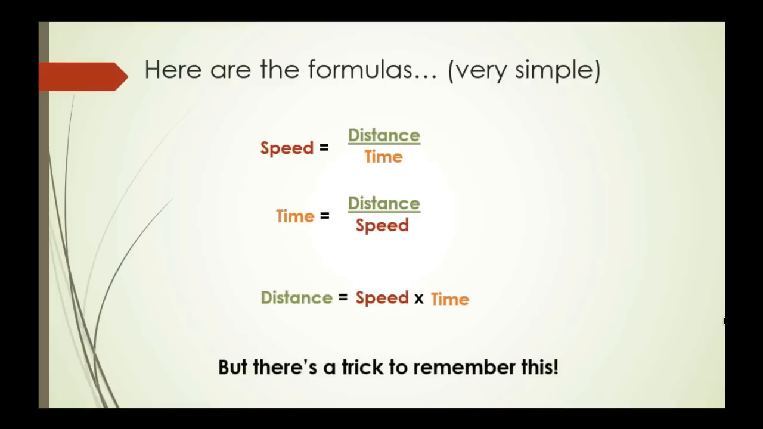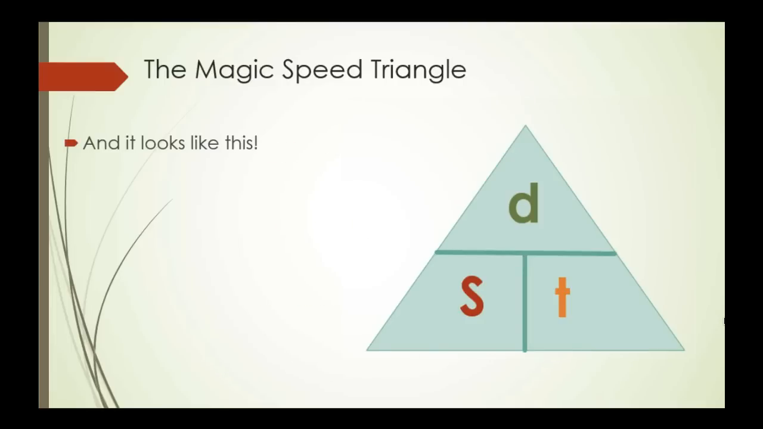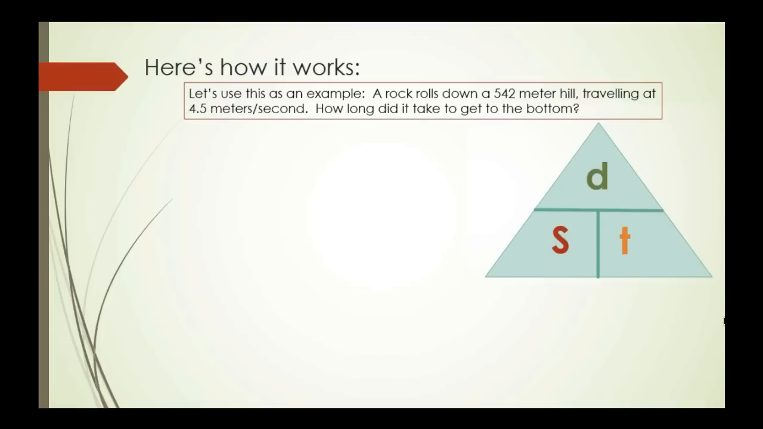But fortunately, there's a much cooler trick to memorize this than just memorizing those 3 equations. Okay, so here it is, and I love to call it affectionately the magic speed triangle, and it looks like this. We'll get a chance to copy this down in our notebooks later, but for now, just appreciate the beauty of the magic triangle. Here's how it works. We're going to use this example. A rock rolls down a 542 meter hill, traveling at 4.5 meters per second. How long did it take to get to the bottom?